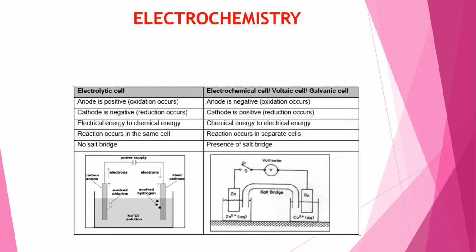Then the electrolytic cell, which is causing electrolysis in the reaction, is using the energy conversion from electrical energy to chemical energy. So here electricity is used to bring about a set of redox reactions in the cell, while the electrochemical cell is using chemical reaction, that is chemical energy, to produce electrical energy. And then in the electrolytic cell, both oxidation and reduction happen in the same cell, while in the electrochemical cell, the two half cells are separated by a salt bridge.